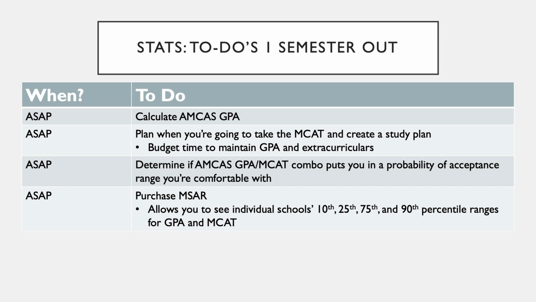And it is relatively cheap. It's about $28 for access for 1 year and about $36 to access for 2 years. In addition to the median, MSAR allows you to see MD schools' 10th, 25th, 75th, and 90th percentile ranges for GPA and MCAT for their most recently accepted class. Making a school list, like preparing to apply, should factor in more than just stats.